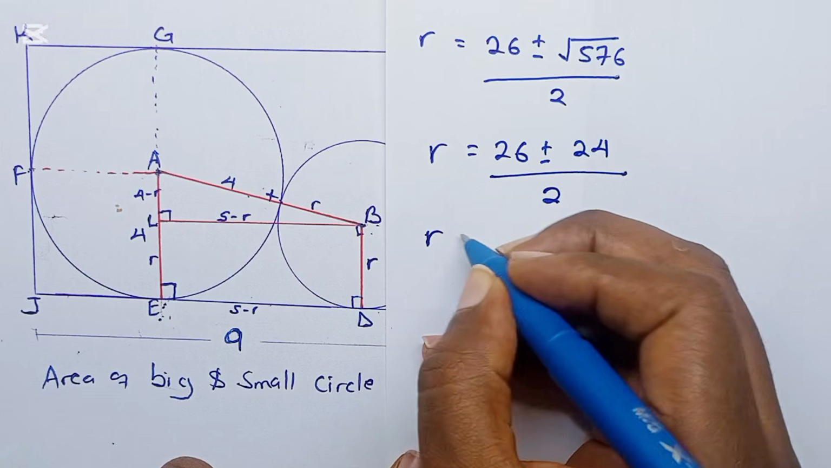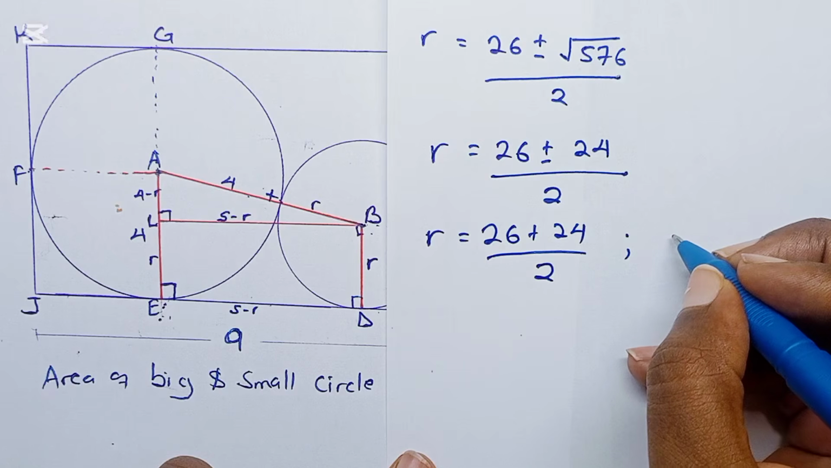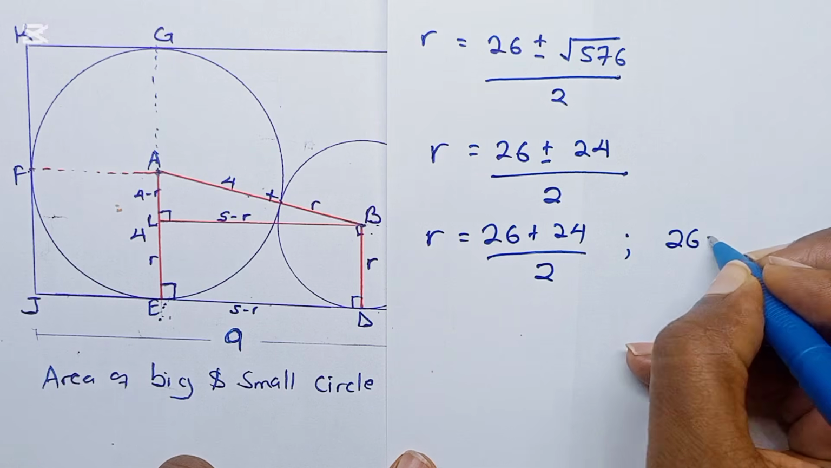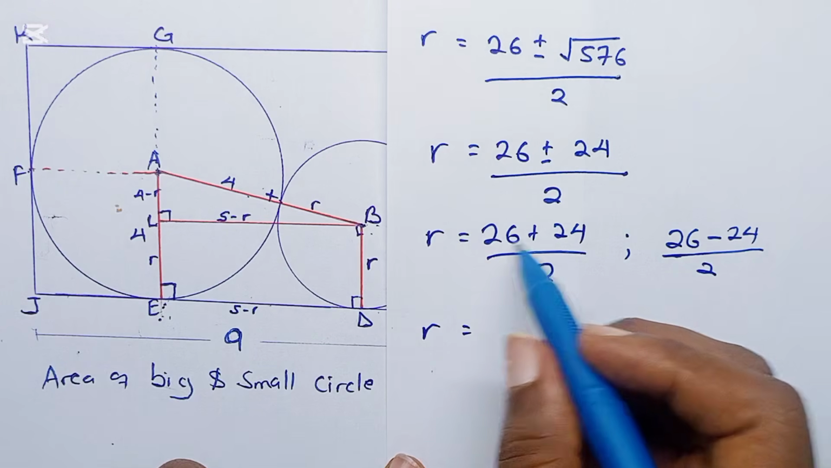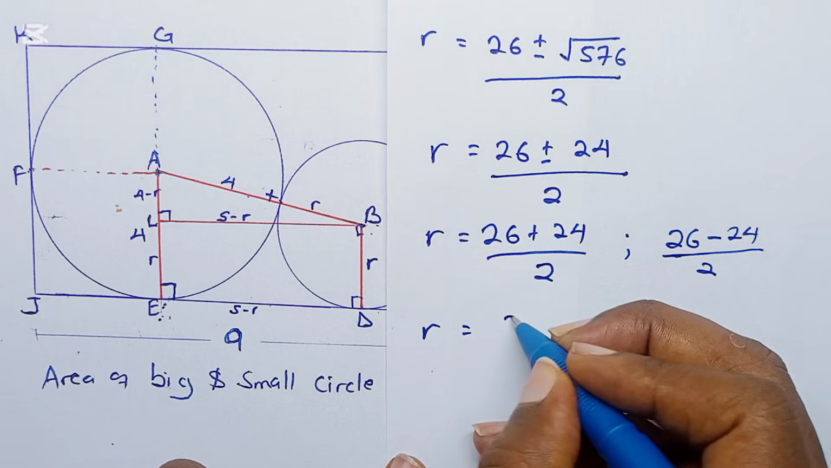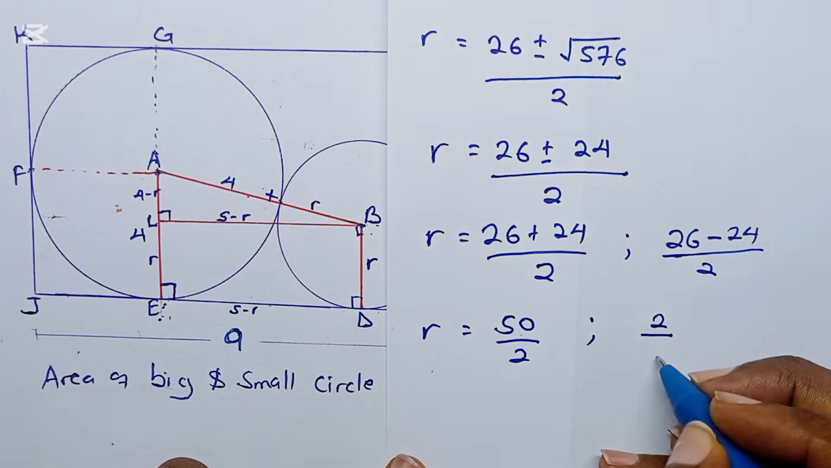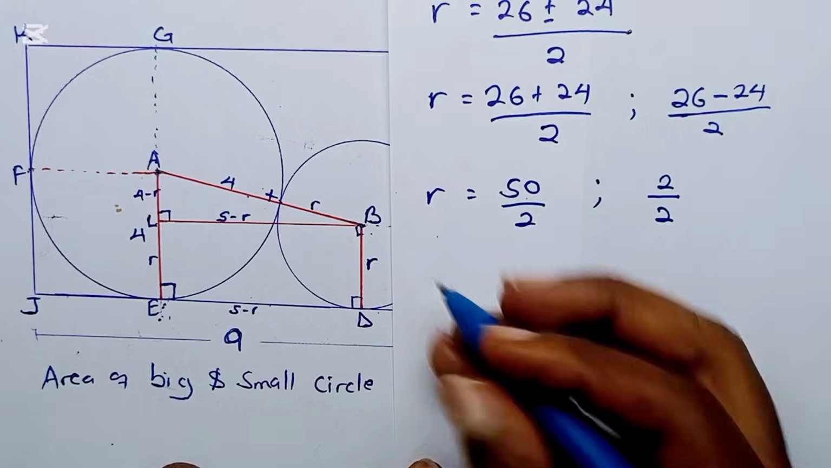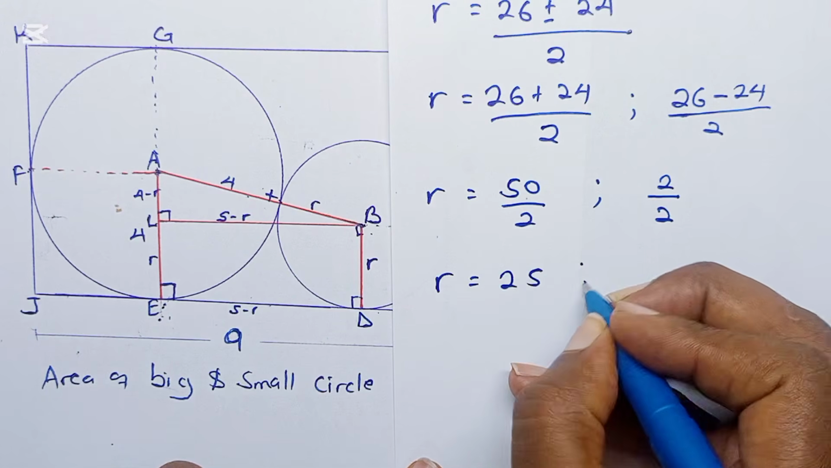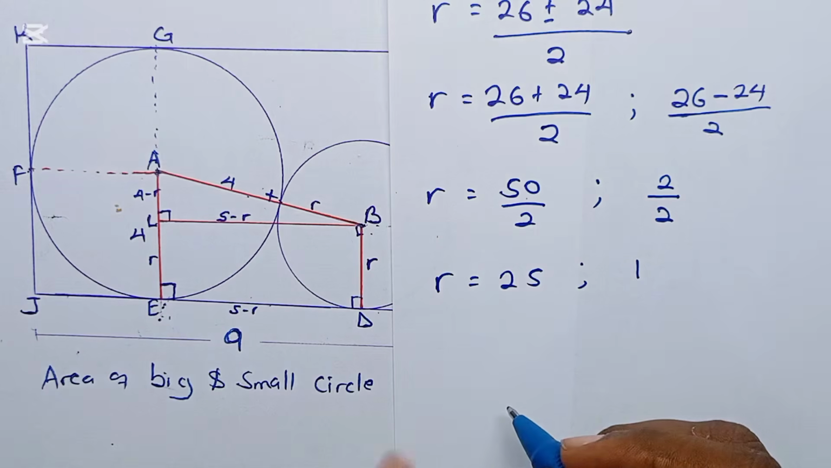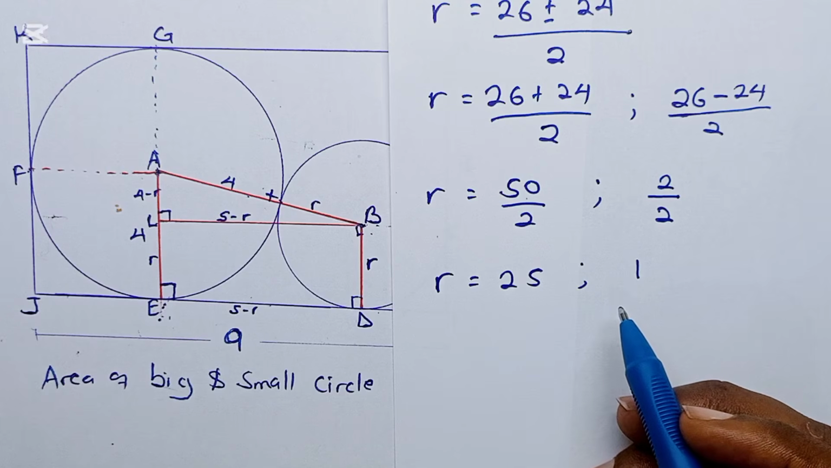So we shall have two options. R will be equal to 26 plus 24 over 2, or R will be equal to 26 minus 24 over 2. So in this case, 26 plus 24 gives us 50. So 50 over 2, or 26 minus 24 gives us 2. So 2 over 2. For this case, 50 by 2 gives us 25, or 2 by 2 gives us 1. So we have two possible values of R, 25 and 1, but both cannot be correct.